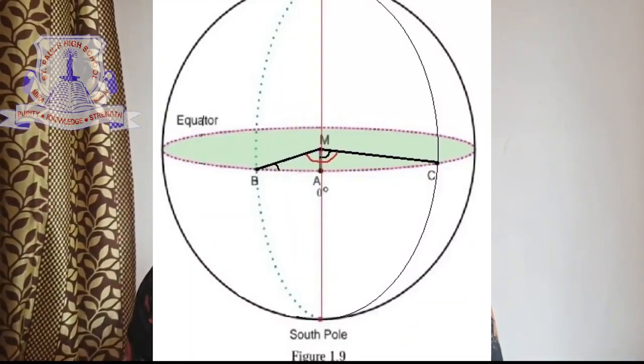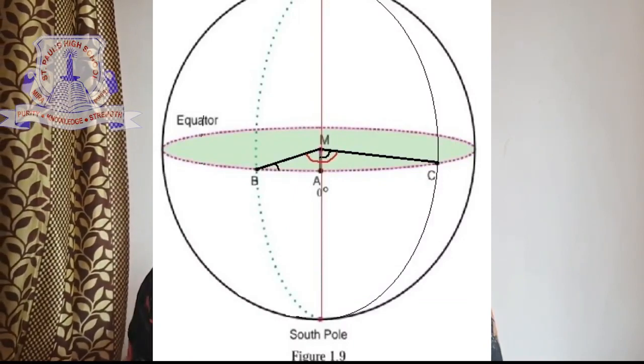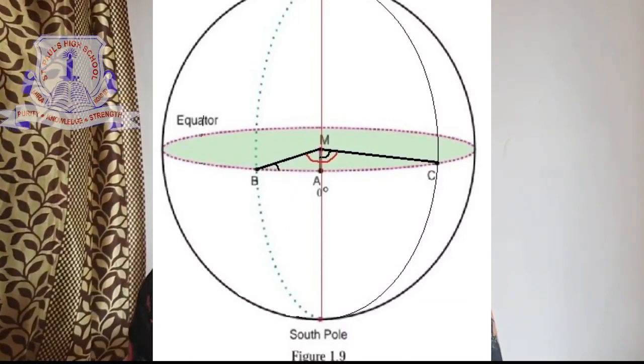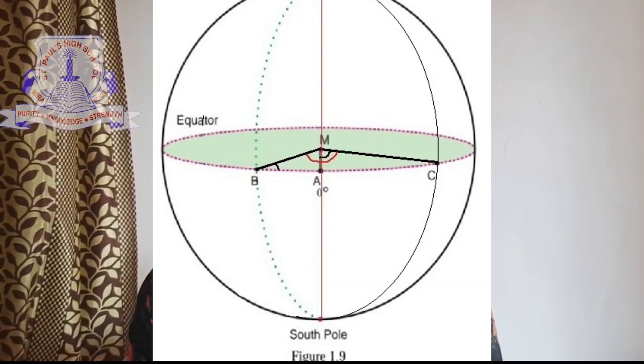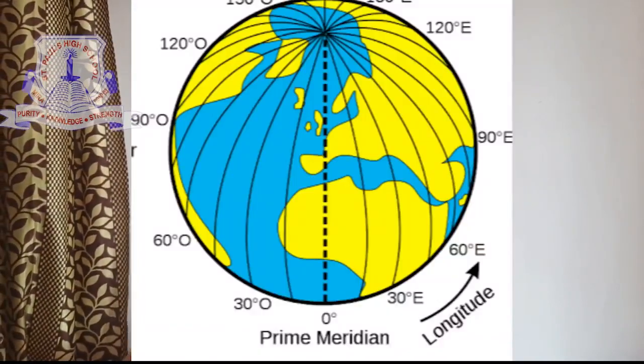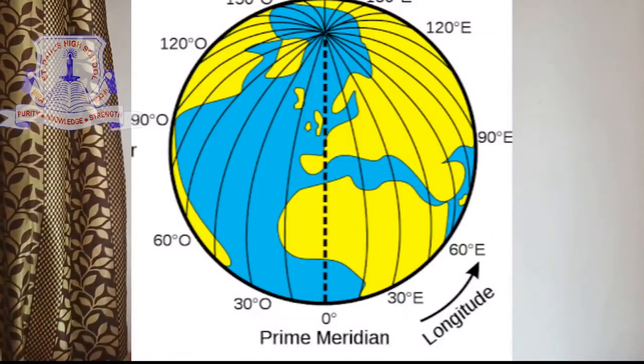The 0 degree and 180 degree meridians lie opposite on the globe, forming a circle. This circle divides the earth into the eastern and the western hemisphere. All meridians are equal in size.